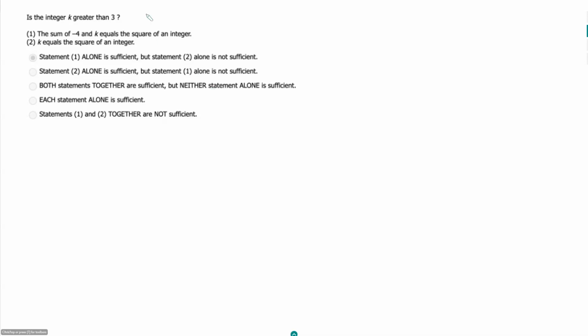Is the integer k greater than 3? So we know nothing else from the prompt, just the question. So let's look at the statements.